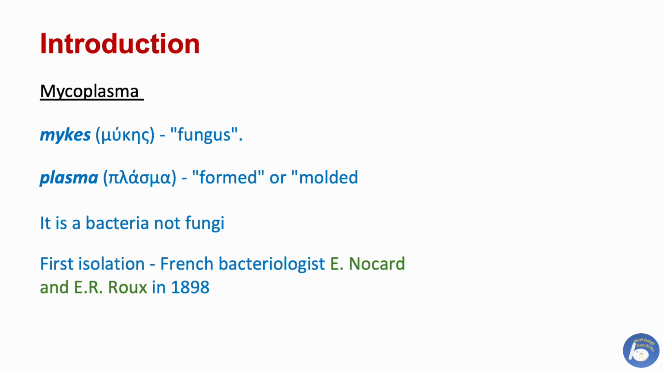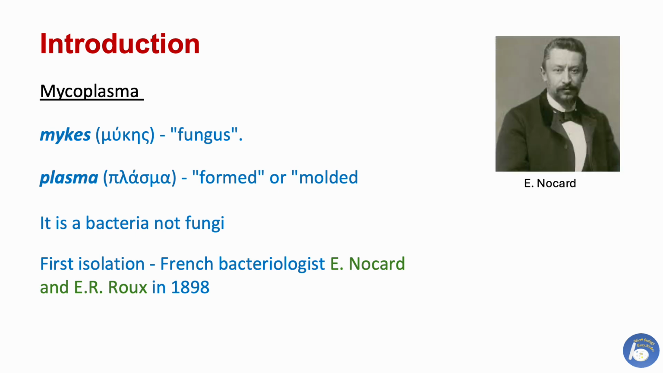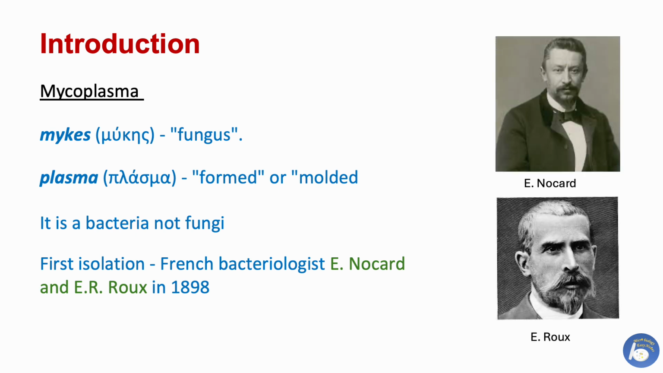These were first isolated by the two French bacteriologists E. Nocard and E. R. Roux in 1898 from pleural fluids of cattle affected with pleuropneumonia. These organisms were named Mycoplasma in 1929 by Nowak.